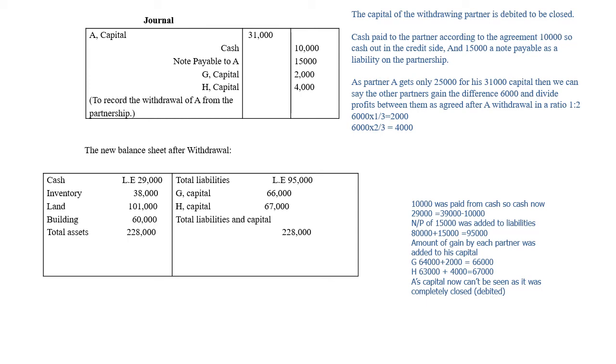When you go to the liabilities, you'll see the liabilities now increased by 15,000. The liabilities used to be 80,000. Now it's 80,000 plus 15,000 because the partnership now owes this partner 15,000. So now the liability is 95,000. For G, capital used to be 64,000. Now you added to it 2,000 profit after the withdrawal. And for H, 63,000 plus 4,000, now it's 67,000, and both sides are equal.